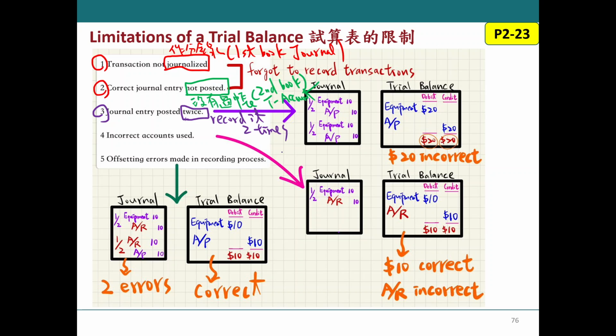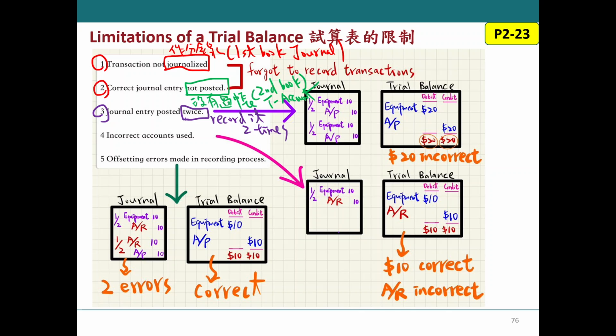Okay, so you record it 2 times in this way, like what? January 2nd, equipment, accounts payable. January 2nd, equipment, accounts payable. Did you find out? Recorded 2 times. Then you have the number 10 become 20. But actually, here I just want to tell you, even though total debit equals total credit, it doesn't mean 100% correct. Because when you record it 2 times, you get total debit equal to total credit, but the number is not correct. Okay?